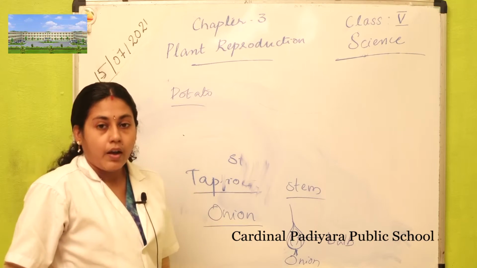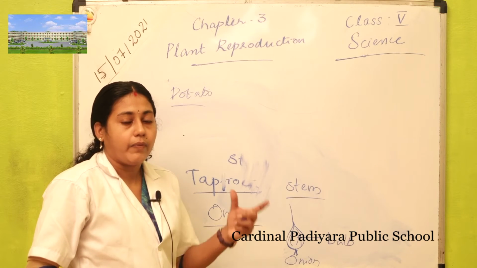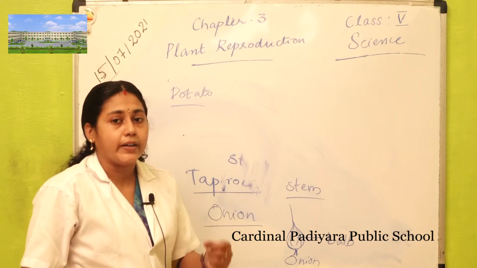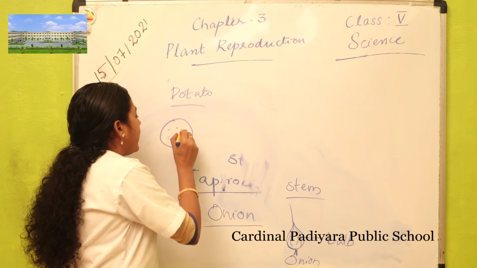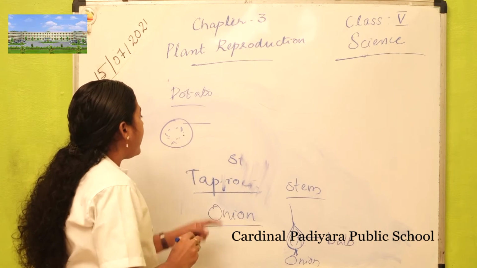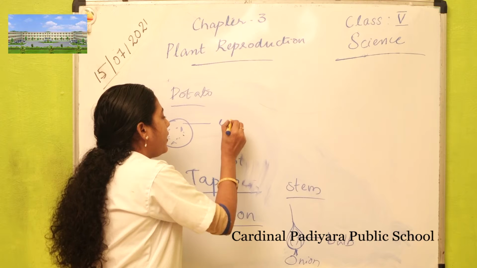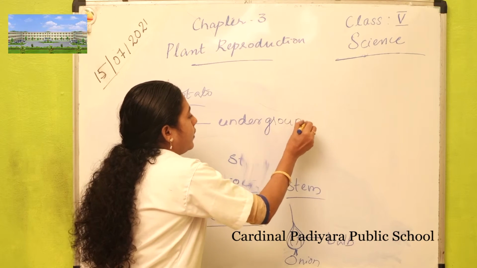Potato. How does a potato plant reproduce, or what is the name of the edible part that we use? This is considered a potato, and the edible part of the potato is called the underground stem.